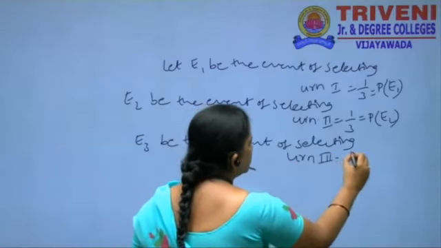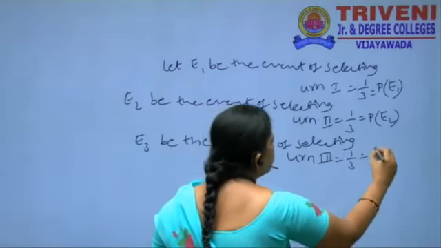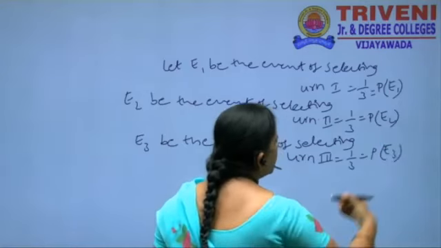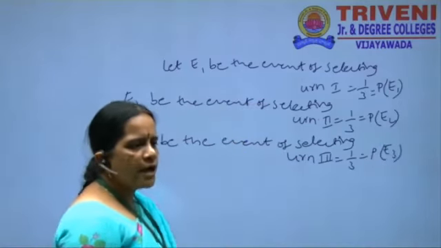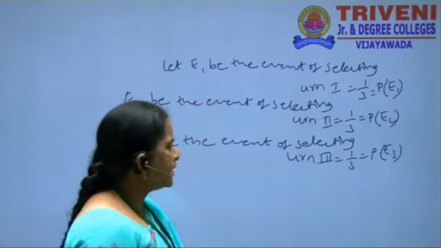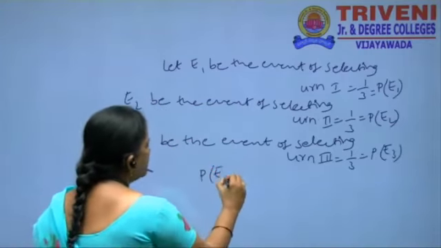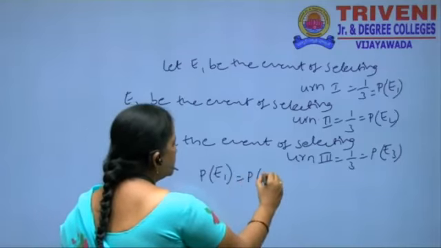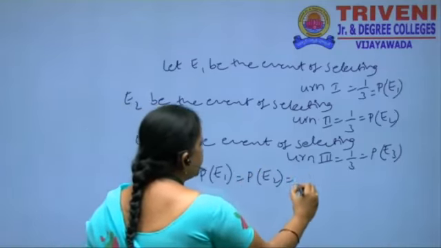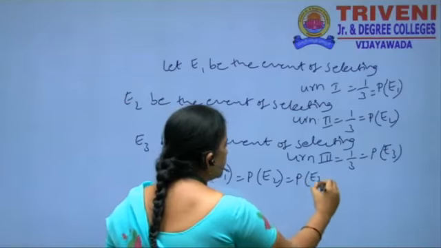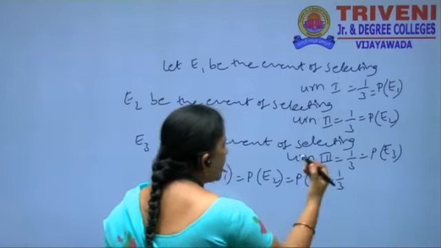That is equal to 1 by 3. Here also P of E3. Then P of E1, P of E2 and P of E3 are each 1 by 3.